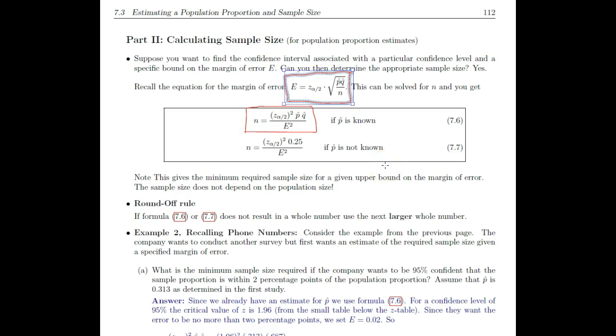All right, so that's our formula for getting n, our sample size. If we have some desired level of confidence, then we'll have a z sub alpha over 2, and some desired margin of error, that's going to be our E. Okay, and p hat and q hat, if you know these, then you can plug them in.